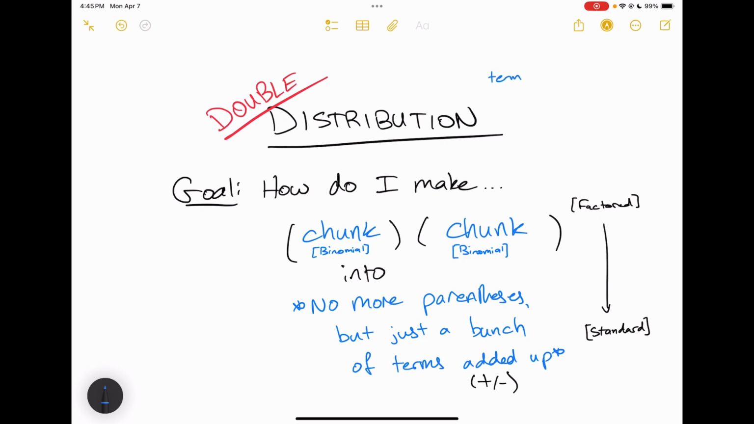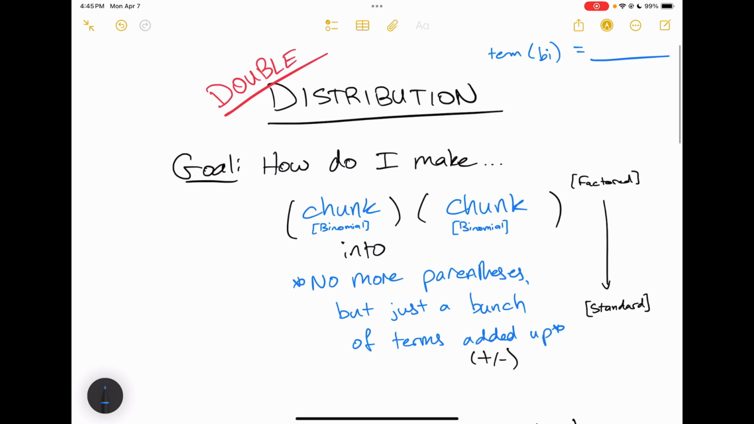In our last video, we talked about distribution, the process of going from a term next to a binomial and then making it something that's just expanded. Well, the process of distribution goes even more than that. What if we had two binomials multiplied together?